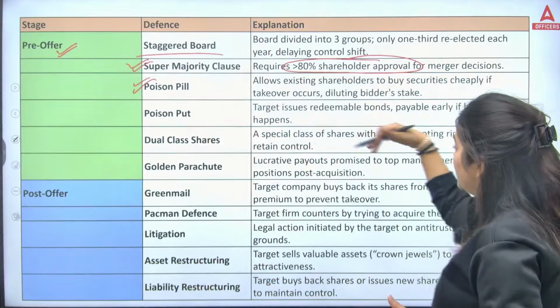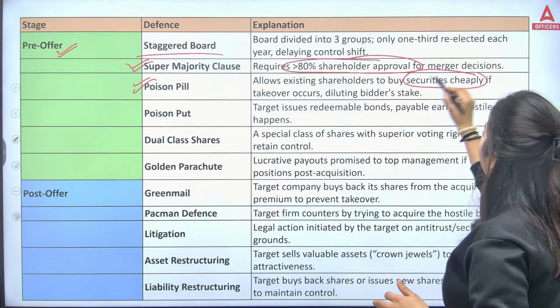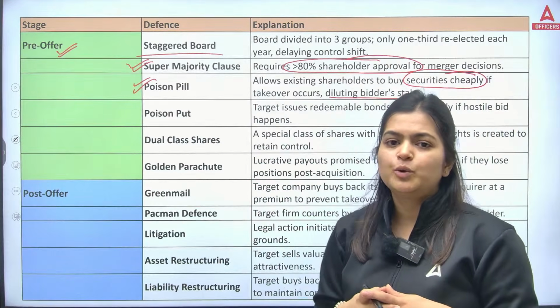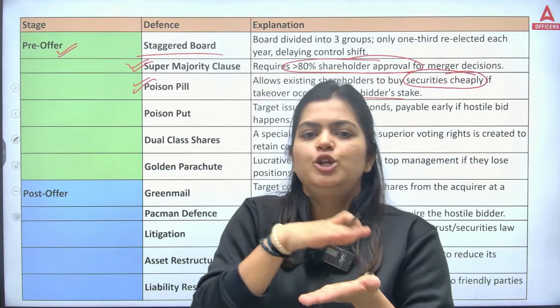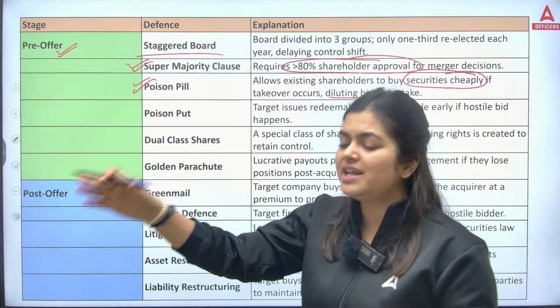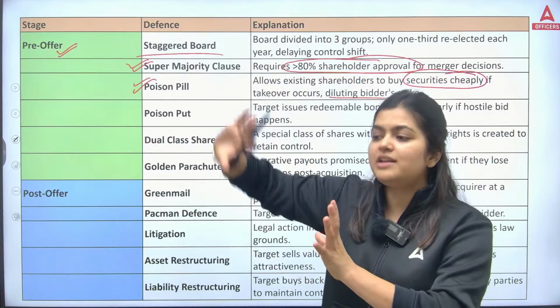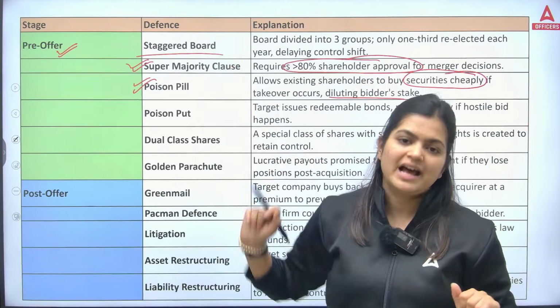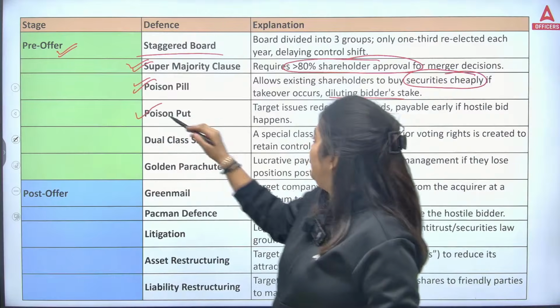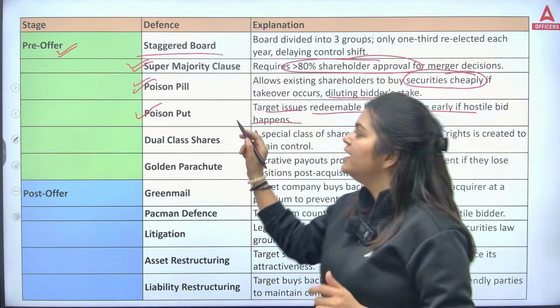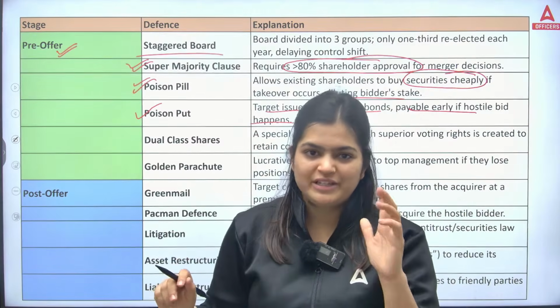Poison pill. This allows existing shareholders to buy securities at a very low amount to dilute the bidder's stake. What you are doing is issuing shares at a very low amount so that existing shareholders can purchase more shares, increasing their number of shares by reducing Reliance's share. That is poison pill. Then poison put: the target issues redeemable bonds repayable early the first time a bid happens. So what you are doing, you know what?